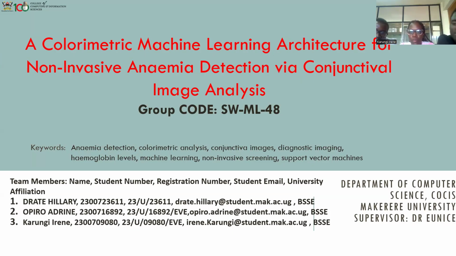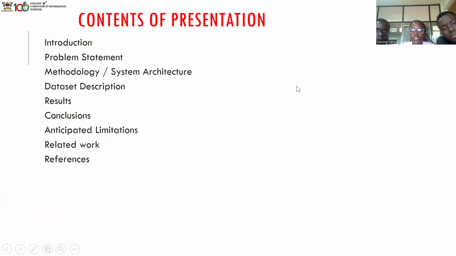So we are going to take you through our project. Our project's name is a colorimetric machine learning architecture for non-invasive anemia detection through conjunctival image analysis. Our next slide has the contents of the presentation, where we have the introduction, the problem statement, the methodology, the dataset description, the results, the conclusions, the anticipated limitations, the related work, and the references.